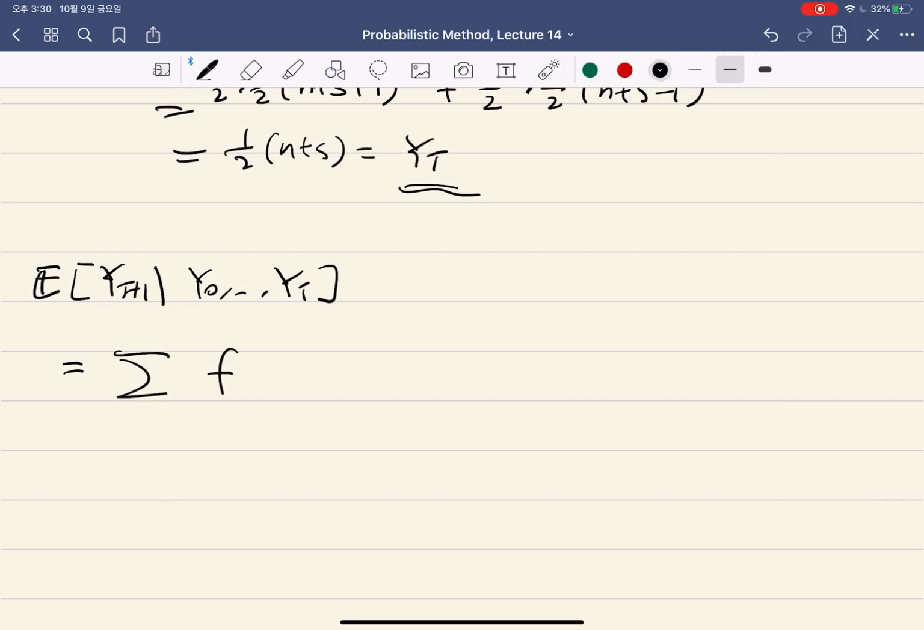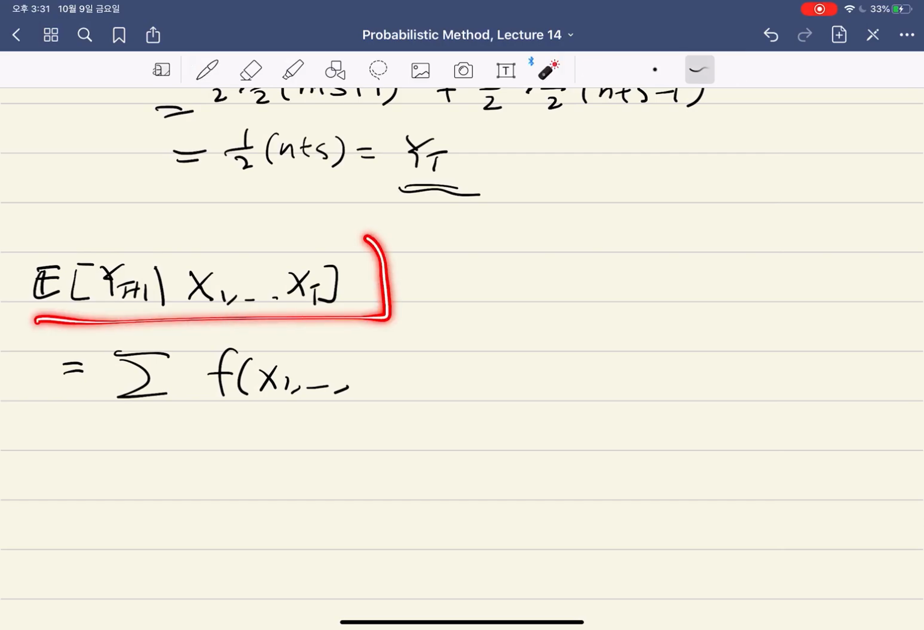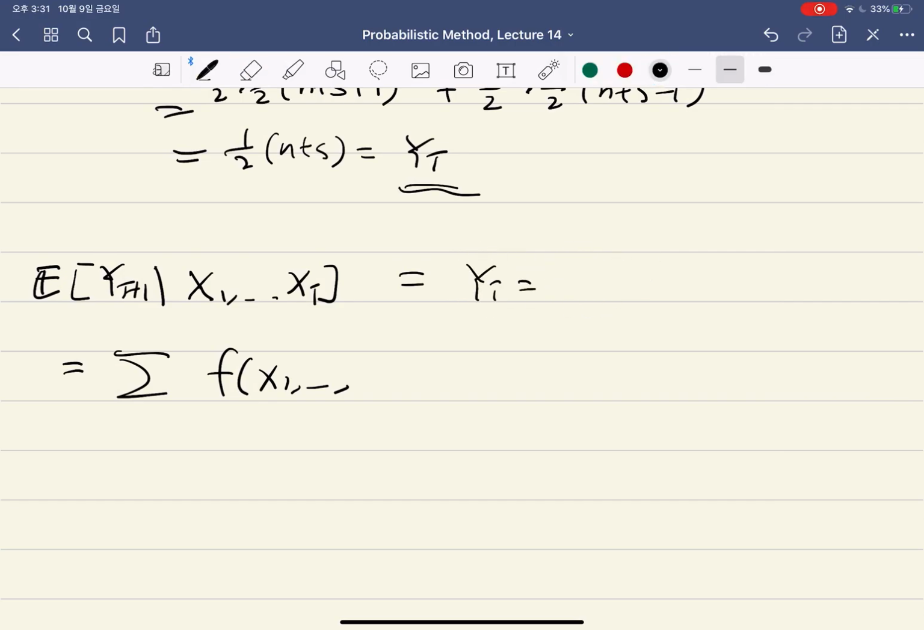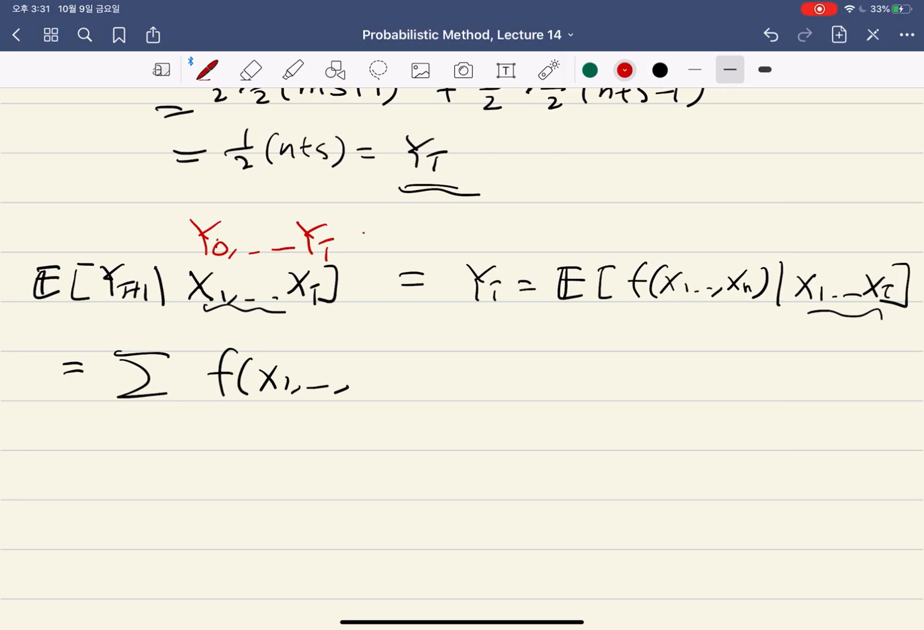You can actually write this as f of x1 to xn, say. So let's just fix x0, x1 to xi. Then this is actually a stronger statement. If we know that the expectation of f(x1 to xn), conditioning on the same x1 to xi, is yi, then if we take y0 to yi, that's also the same.